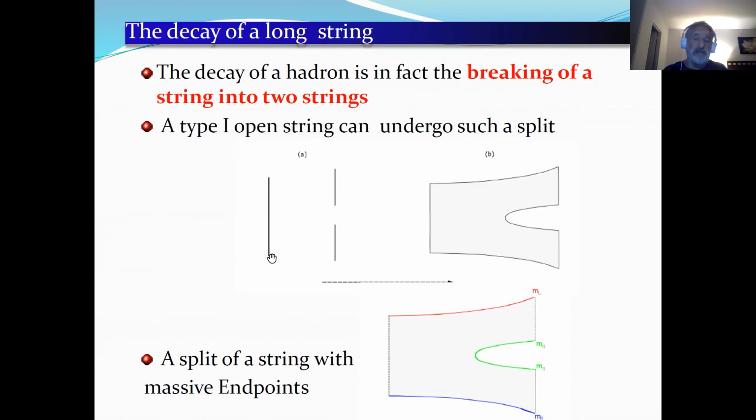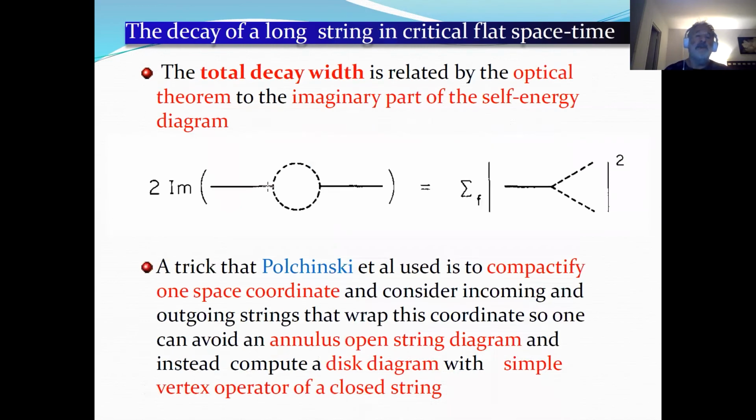Now you would say that intuitively it should be linear with the length, because the string can break at any point, and indeed this is the case. But the calculation is in fact not trivial at all. The total decay width is related by the optical theorem to the imaginary part of the self-energy diagram. So if we compute the imaginary part of the self-energy, we will get it. Now this is a one-loop diagram in string theory, which is complicated to compute.